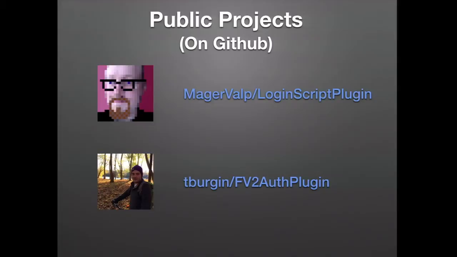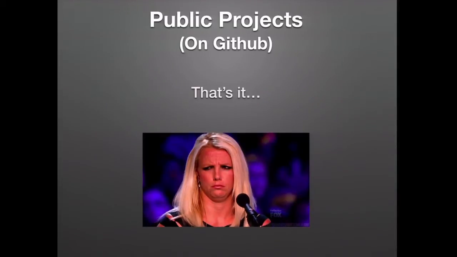So these are two people that are working on these in the public. If you know Per Olofsson, he goes by Megavalp. He's got one up on GitHub that you can check out. And my colleague Tom Burgin, sitting next to me, also has one on GitHub that you can check out. But that's it. Nobody else is out there working on these in the public.